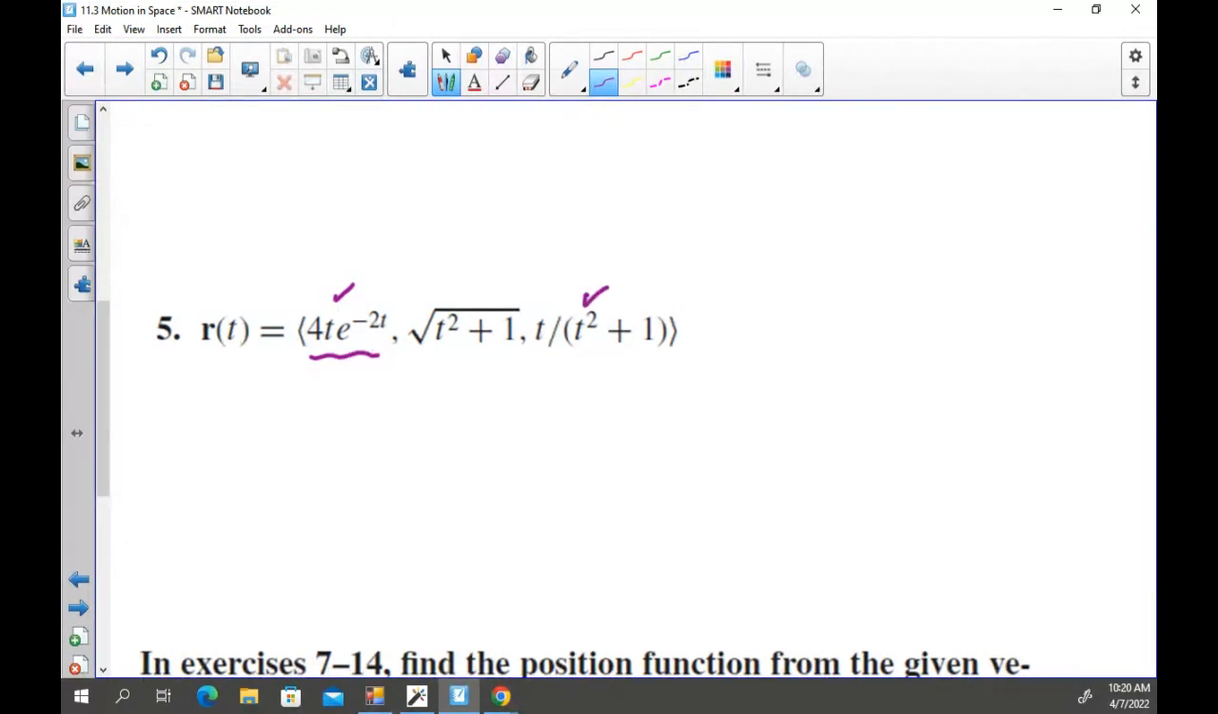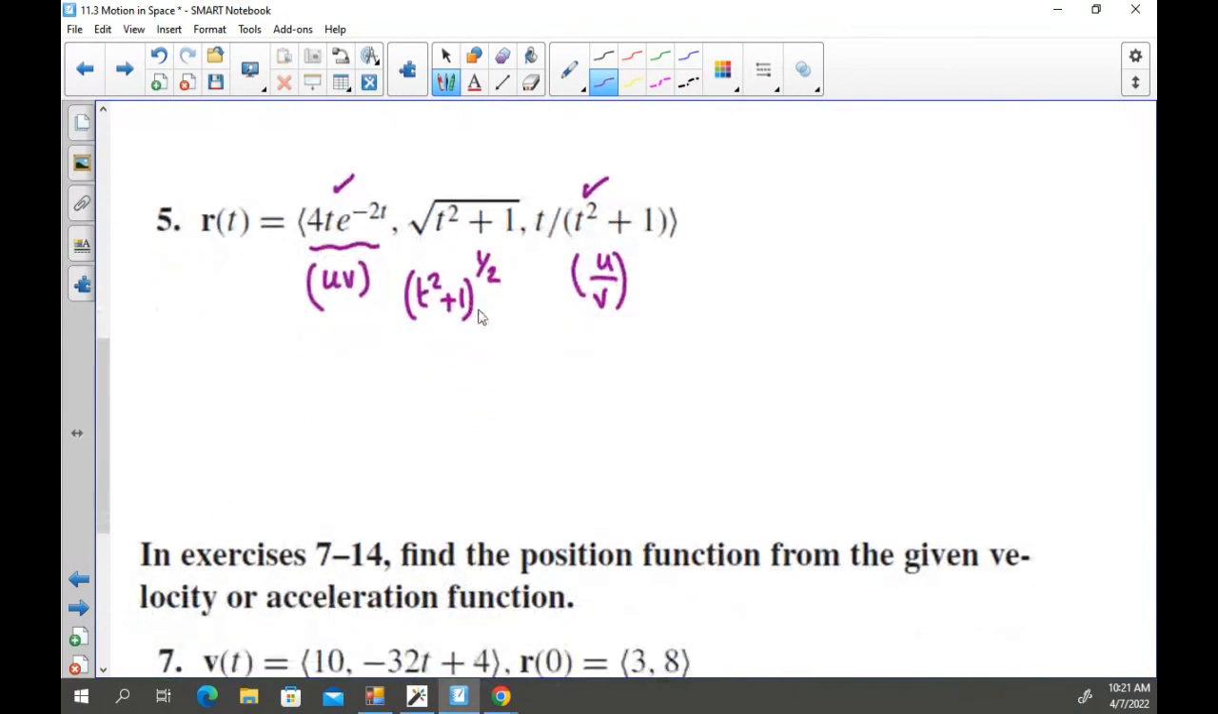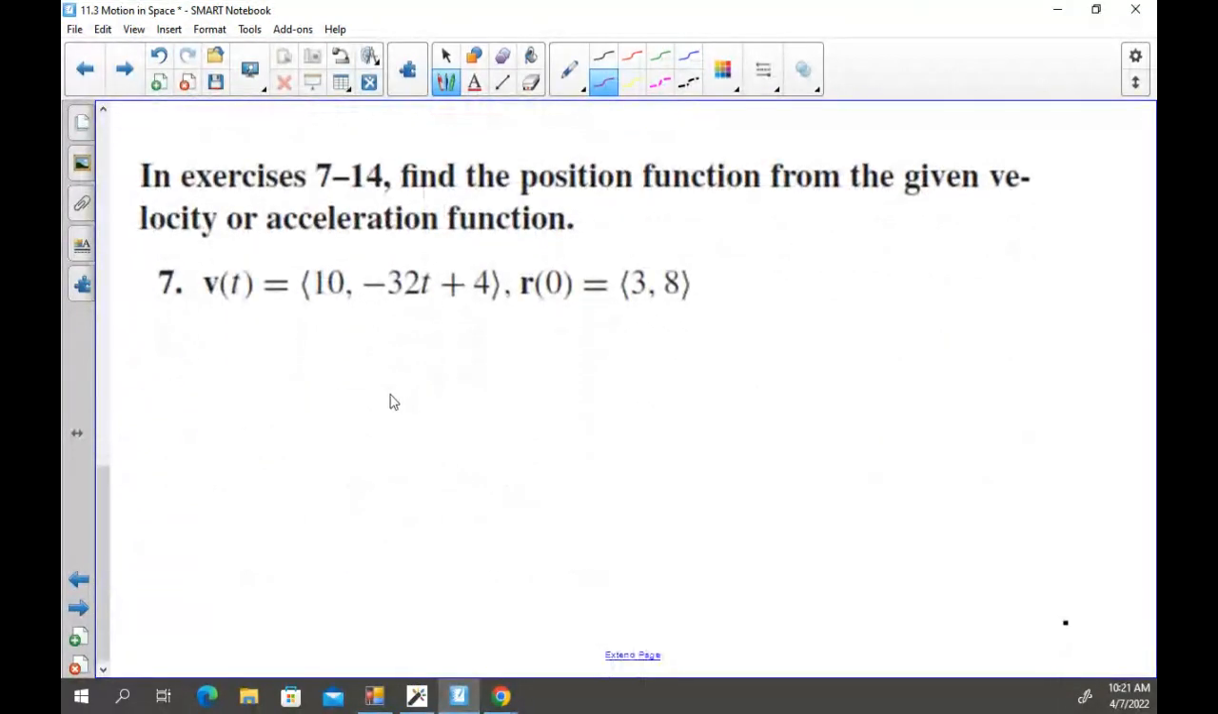For this one, it's t over t squared plus 1, so you need to use the quotient rule. Yes. So here, it's uv. Here, it's u over v. So you can differentiate this. And the middle one is like the power rule. It's t squared plus 1 to the power of half. So you bring half down, etc. So you need to check the different rules.